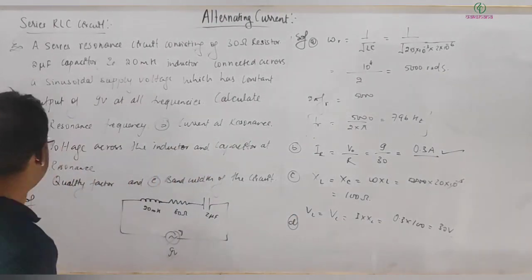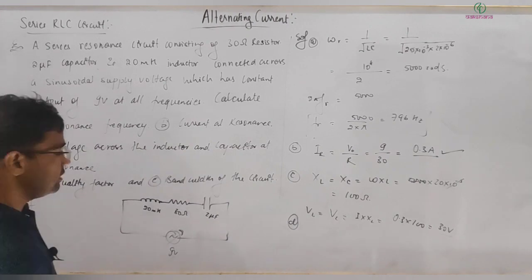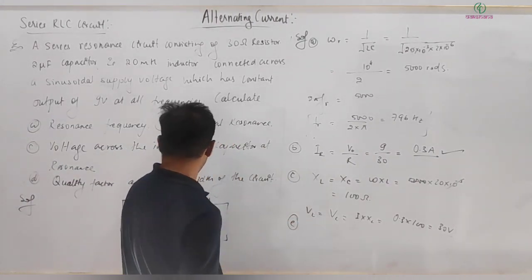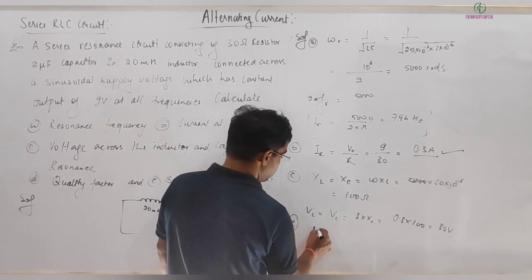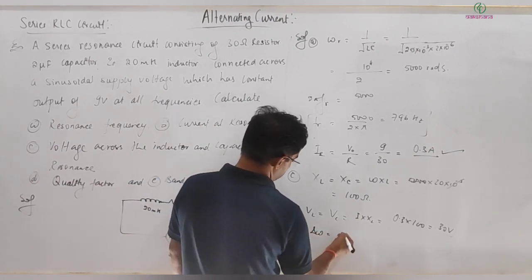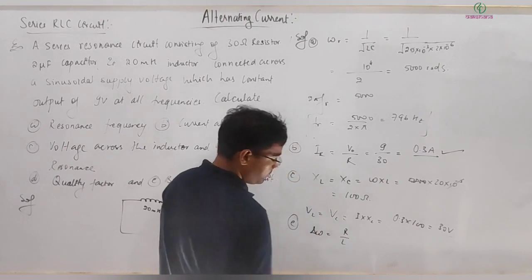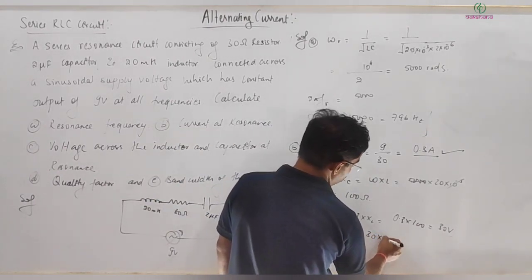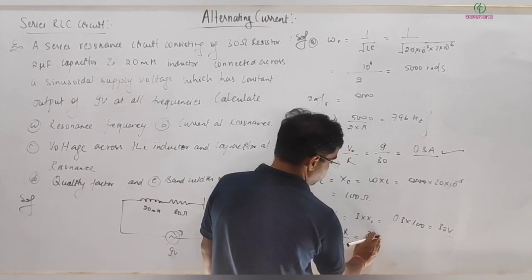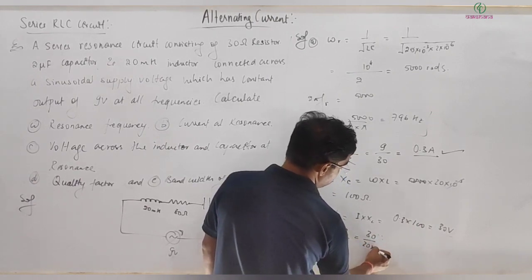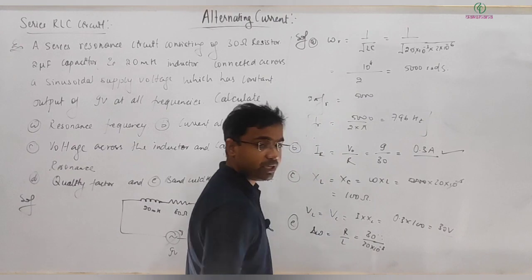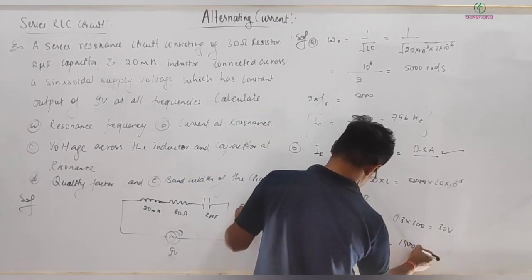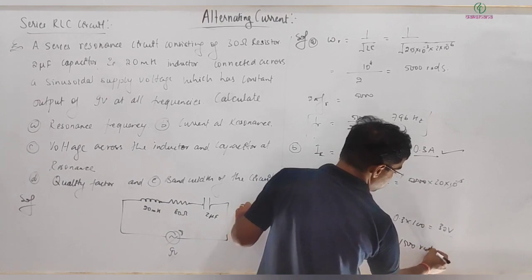Alright, next is D, quality factor. So let me first calculate the bandwidth, which is E. Bandwidth is given by delta omega equal to R by L. R is 30, divided by L, which is 20 into 10 raised to power minus 3, 20 millihenry. This comes out to be 1500 radian per second.